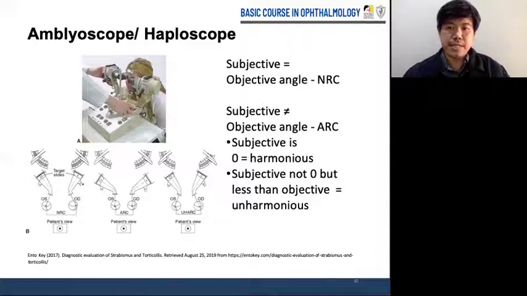The patient is then asked to superimpose the two targets. If superimposition occurs with the amblyoscope arms set at 0, the patient shows harmonious ARC. However, if the arms are set somewhere between 0 and the objective angle, then unharmonious ARC is theoretically present.